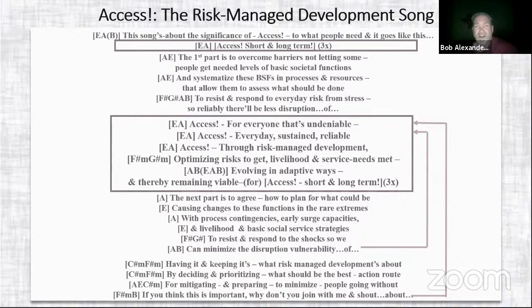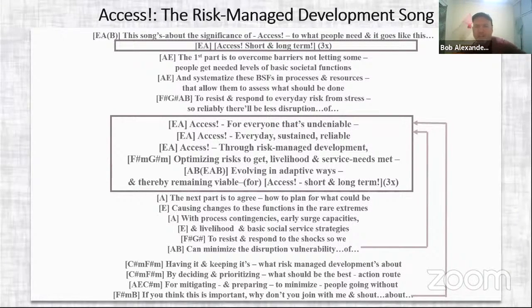Access, short and long-term access, short and long-term. The first part is to overcome barriers not letting some people get needed levels of basic societal functions, and systematize these BSFs and processes and resources that'll allow them to assess what should be done to resist and respond to everyday risk from stress. So reliably, there'll be less disruption of access. For everyone, it's undeniable access. Everyday, sustained, reliable access. Through risk managed development, optimizing risk to get livelihood and service needs met, evolving in adaptive ways, and thereby remaining viable for access.